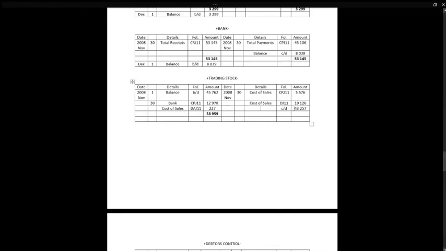My details will be balance. The date is already the 30th. Therefore, I will total my credit side as well, 58,959. My debit side equals my credit side, therefore I have done this correctly. So my new opening balance is 43,257. My new opening balance will be brought down and the details will be balance, 1st day of December.